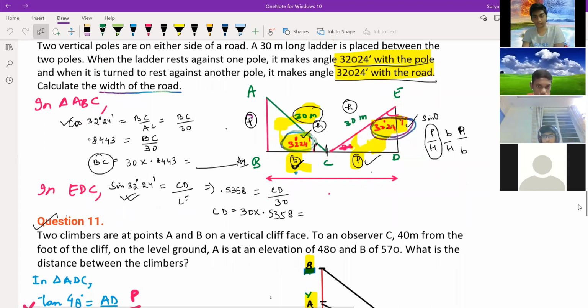Next, question number 11, you see all of you. Two climbers are at points A and B on the vertical cliff face. To an observer at C, 40 meters from the foot of the cliff on the level ground, A is at an elevation of 48 degrees and B is at 57 degrees. So what is the distance between the climbers?